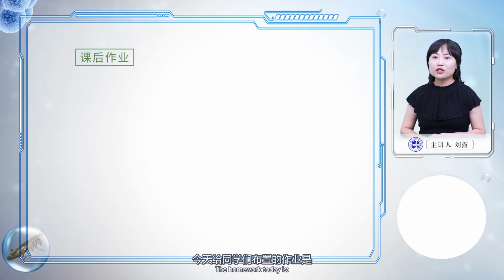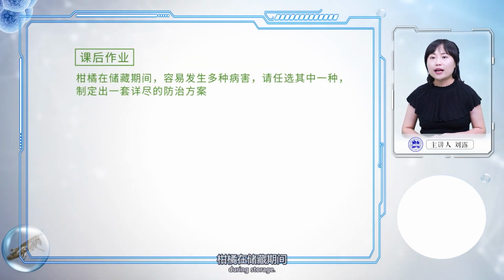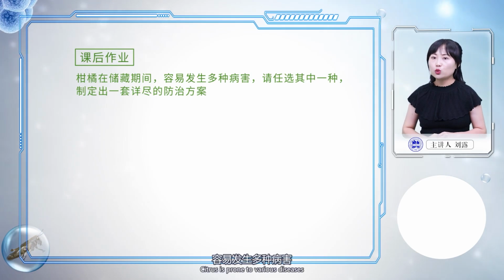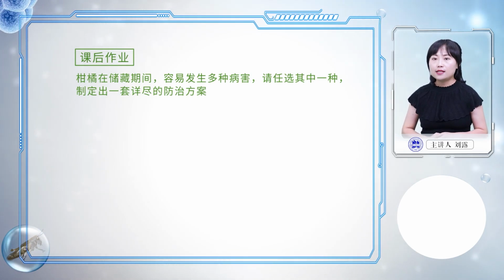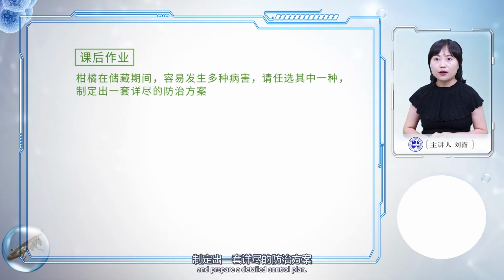The homework today is, during storage, citrus is prone to various diseases. Please choose one of them and prepare a detailed control plan.